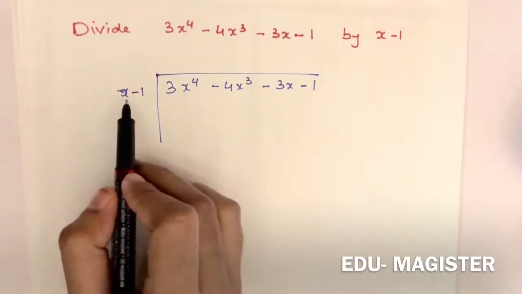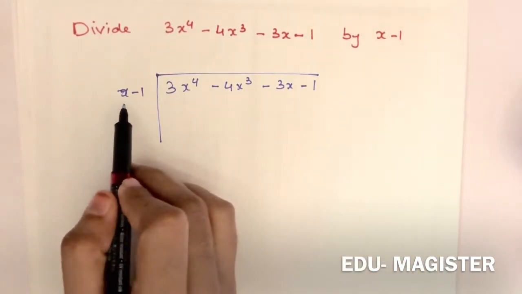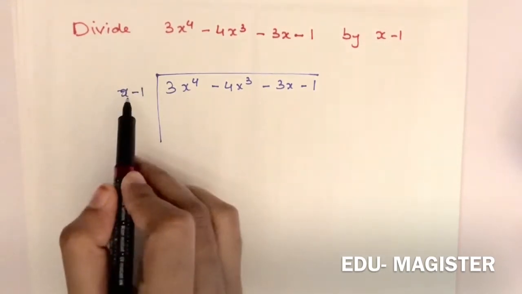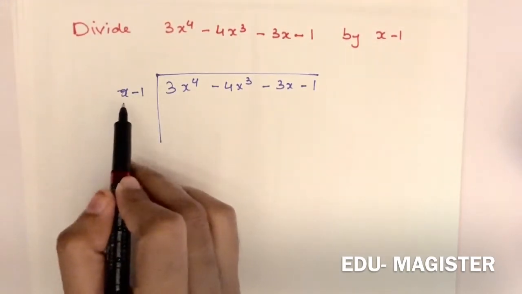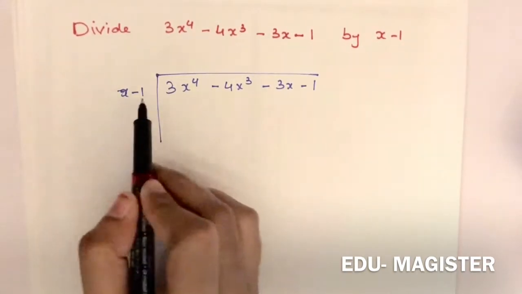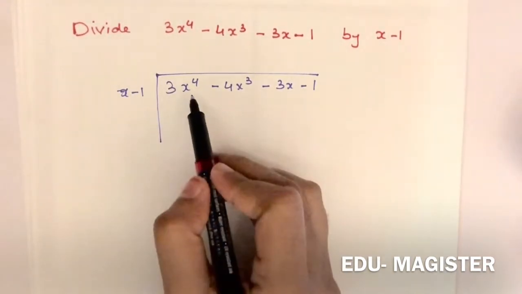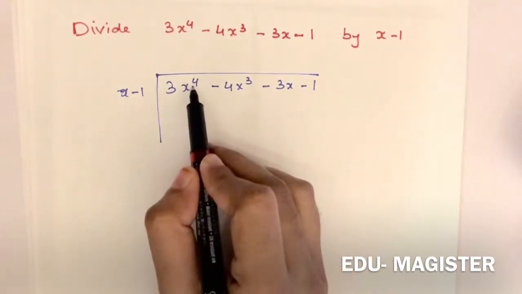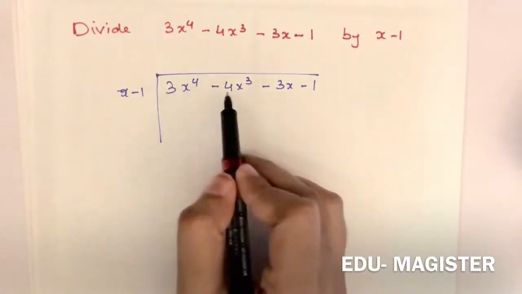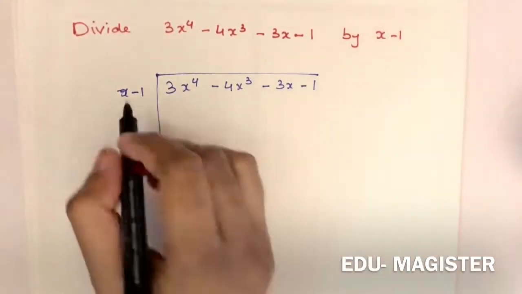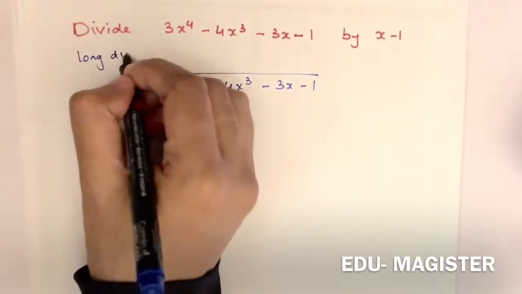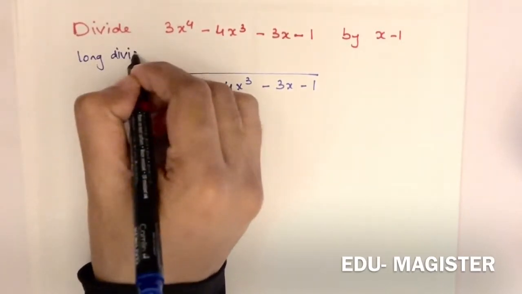Similarly, in the case of the divisor also, you need to write it in a particular standard form, that is the terms should be in the decreasing order of their degree. I hope it is clear. Decreasing order means this is 4, 3, 1, like that. So the degree is decreasing. Alright, so let's begin the long division method.